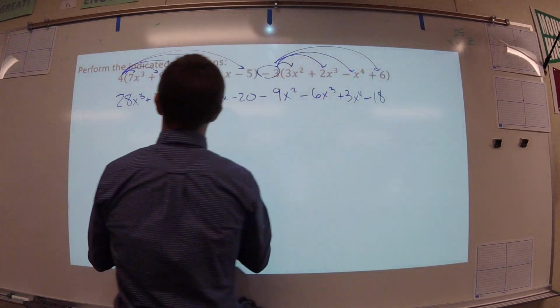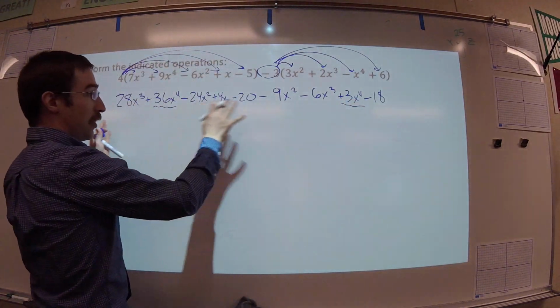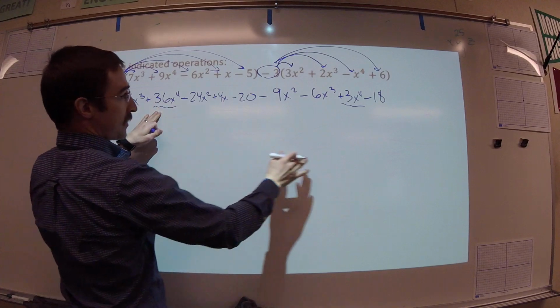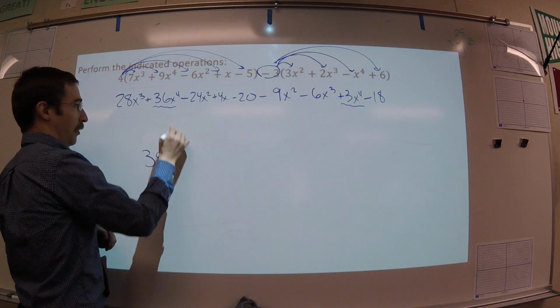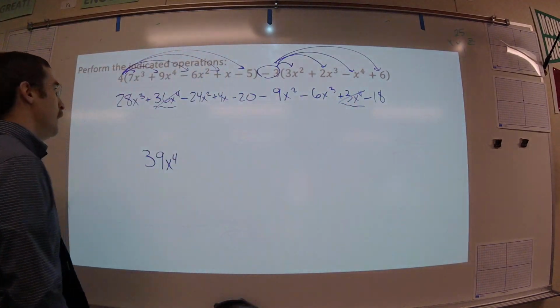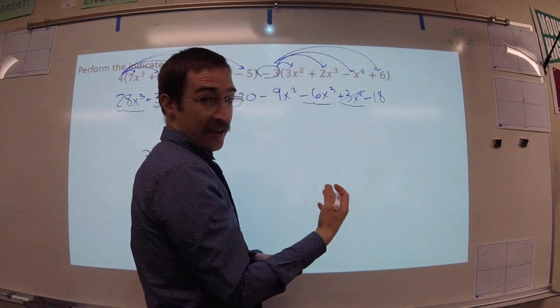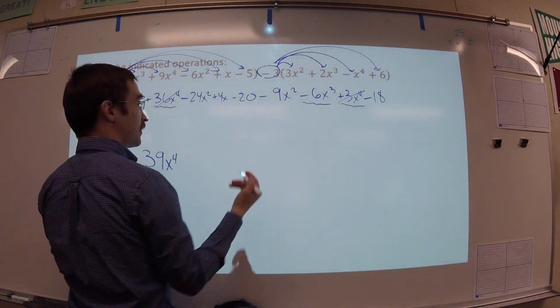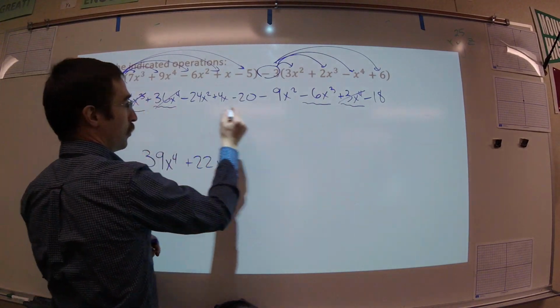So here I have 36x to the fourth. Here I have 3x to the fourth. No other x to the fourths. 36 plus 3 is 39x to the fourth. Boom. Cross them out to keep track of what you already did. Now we look through like, hey, 28x to the third minus 6x to the third. 28 minus 6, 22x to the third.